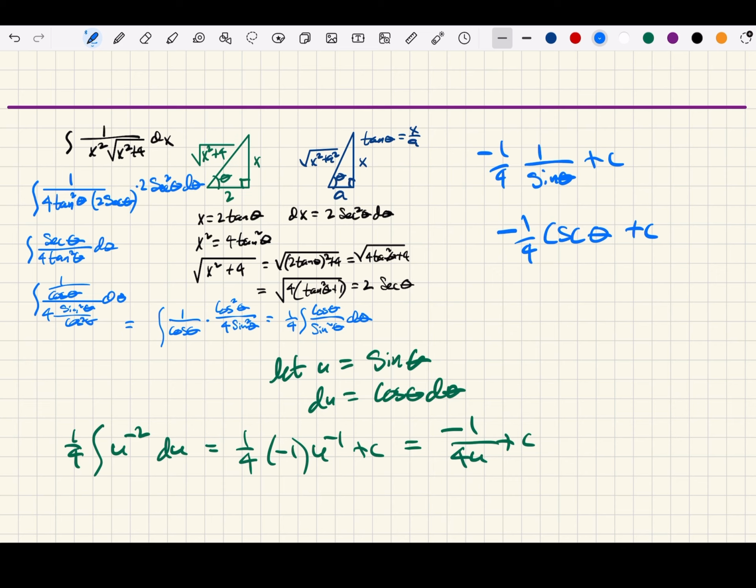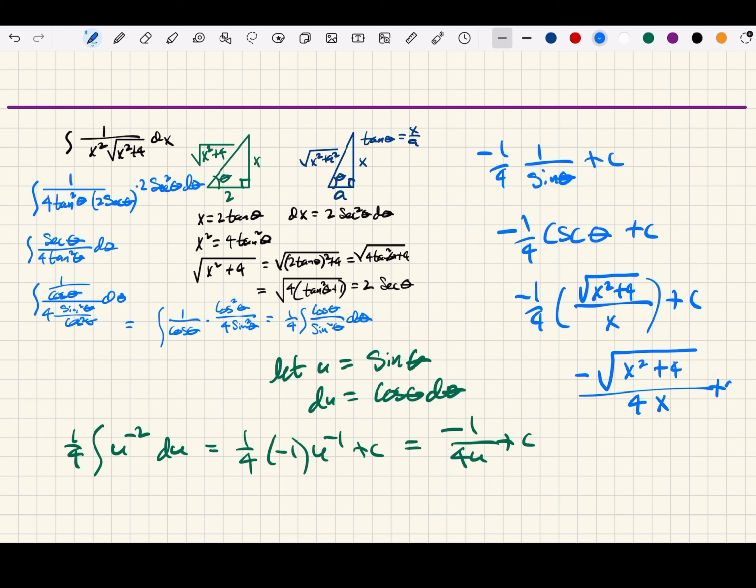Okay, cosecant. Cosecant is an upside down sine, right? So that's going to be hypotenuse over opposite. So we have -1/4 times hypotenuse, square root of x squared plus 4, over opposite, x, plus c. So I guess we could write that as minus square root of x squared plus 4 over 4x plus c. I think we could.